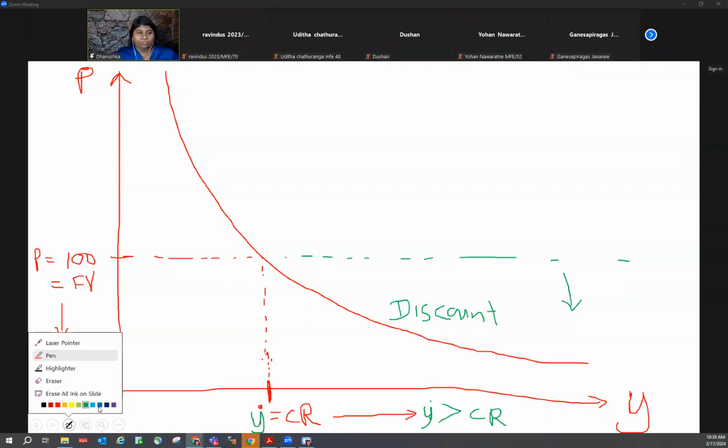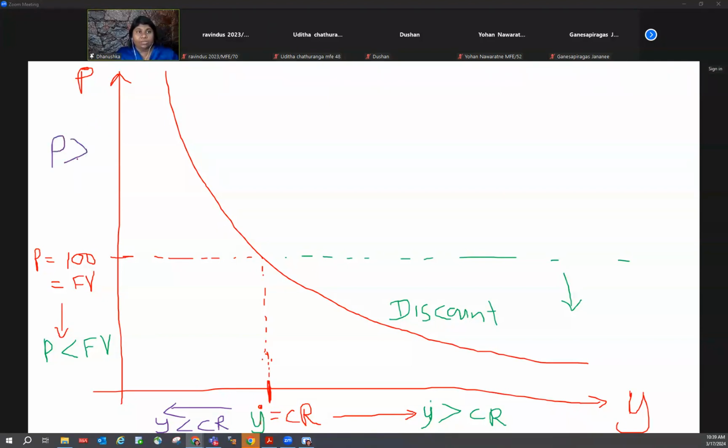Same way, anything above this line, or when interest rates come down, what do you see? My yield is actually below my coupon rate. I want a return below my coupon rate. And in this area, we also see that the price is greater than face value, which is correct, no? This is the area where yield is less than my coupon rate. This is the area where I should be getting premium bonds.